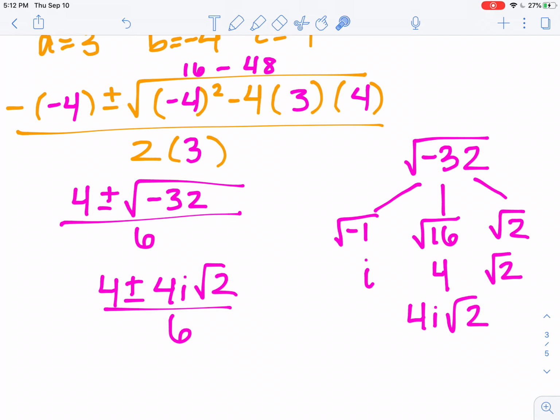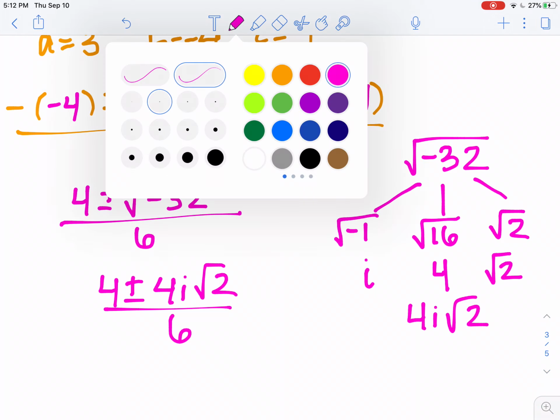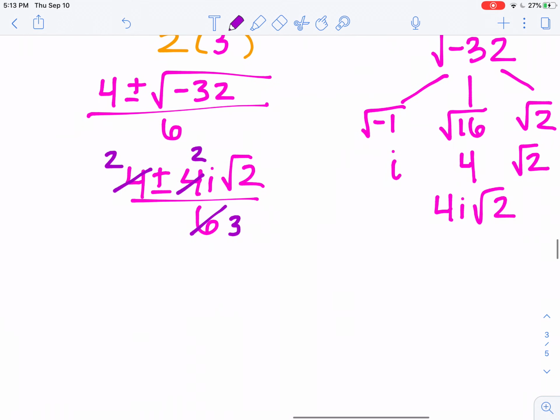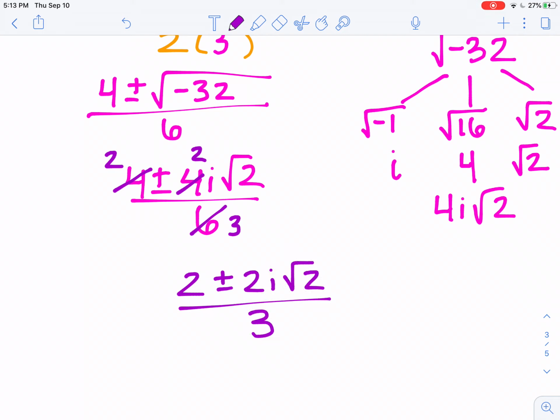The next thing I want to do is see if I can simplify the fraction. So I look in 3 places: the front, in front of the radical, and in the denominator. We've got 4, 4, and 6. Do those 3 numbers have a common factor? The answer is yes. They're all divisible by 2. So I'm going to simplify them by dividing by 2 to all 3. So 4 divided by 2 is 2. 4 divided by 2 is 2. And 6 divided by 2 is 3. So this reduces to 2 plus or minus 2i square root 2 over 3.